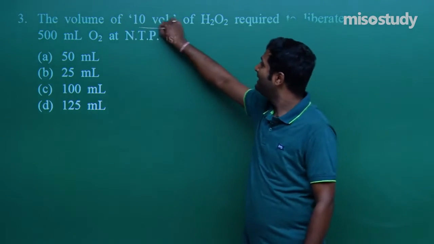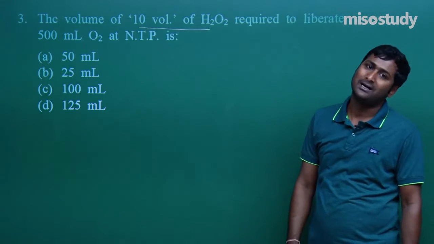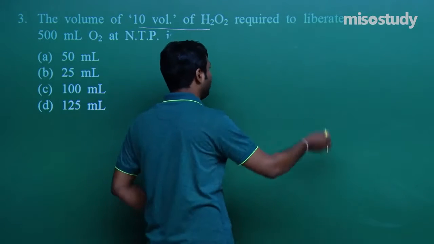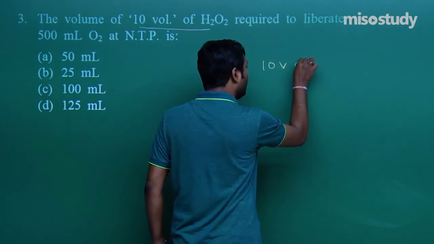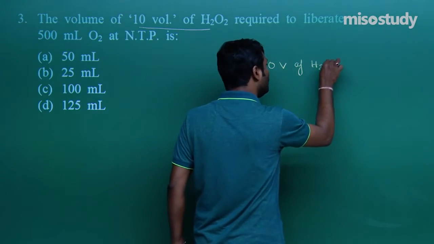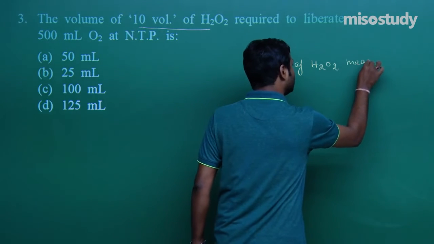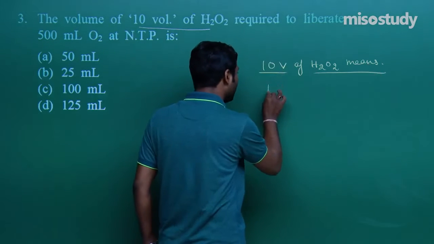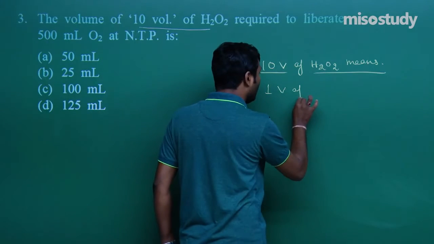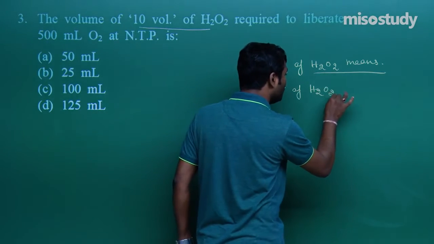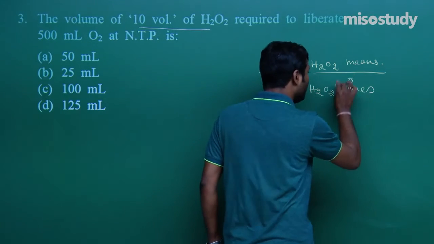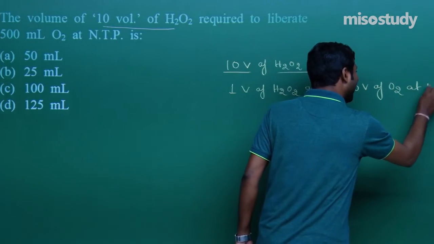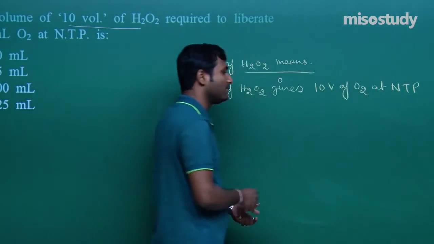Look, here is given 10 volume of H2O2. What does it mean? Listen carefully. I am giving you a detailed solution. 10 volume of H2O2 means, do you remember this? 1 volume of H2O2 gives you 10 volume of O2 at NTP. This is the meaning of the statement.